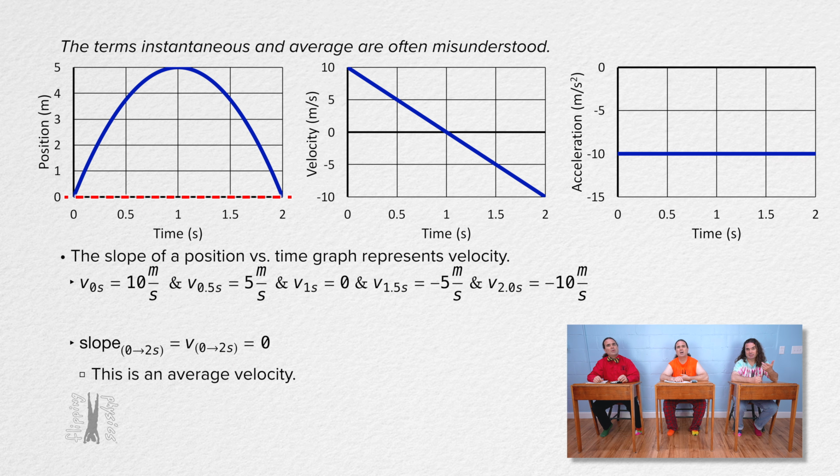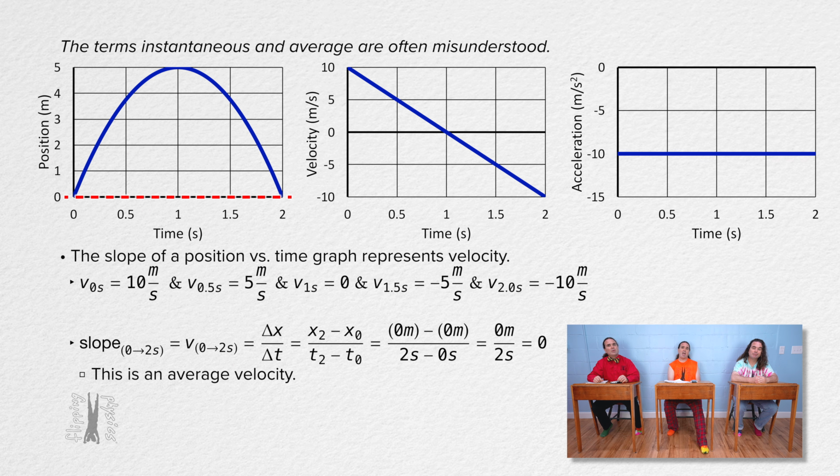Average velocity. It's average velocity. Oh, right. We already determined that the average velocity from 0 to 2 seconds of this object is 0, but your point is that you can represent that by drawing a line through the position at 0 seconds to the position at 2 seconds and determine the slope of that line.